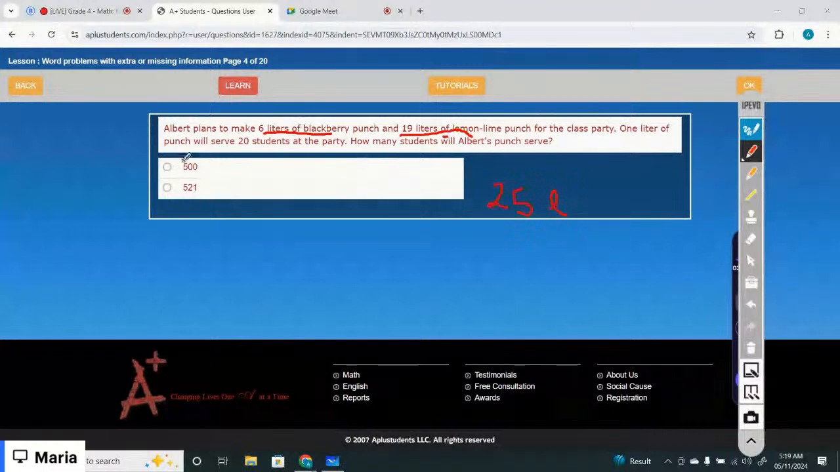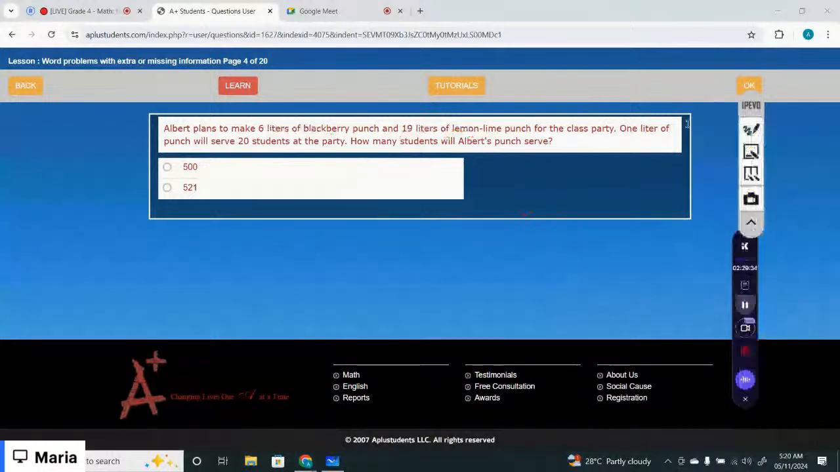1 liter of punch serves 20 students. So 25 liters of punch measures 25 times 20, which is 500. So that means 25 liters of punch can be served to 500 students. The correct option is 500. Got it? That is option number 1, 500 it is.